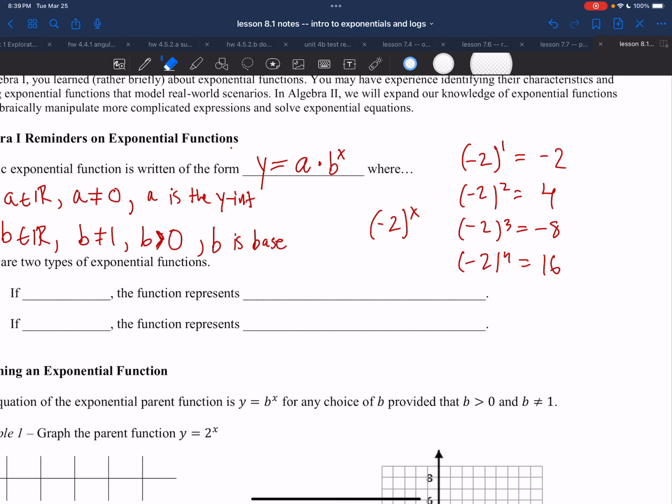And we know that because, well, what's a number between 0 and 1? Maybe a half. So negative 2 to the half. What does that mean? Well, in Unit 6, we recall that a power of a half is like a square root.